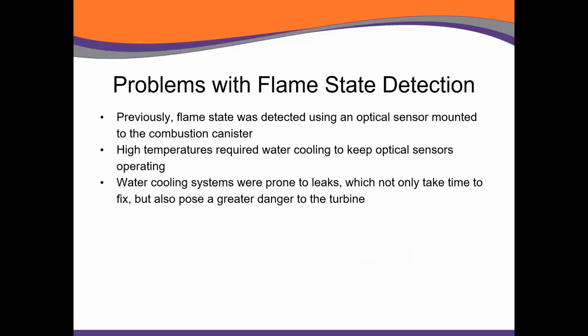So GE has been experiencing problems with flame state detection. Previously, flame state was detected using an optical sensor that was mounted directly to the combustion canisters. However, high operating temperatures of the turbine required water cooling to keep the optical sensors within their own operating range. This water cooling system was prone to breakdowns and leaks, which not only take time to fix, but also pose a greater danger to the turbine.